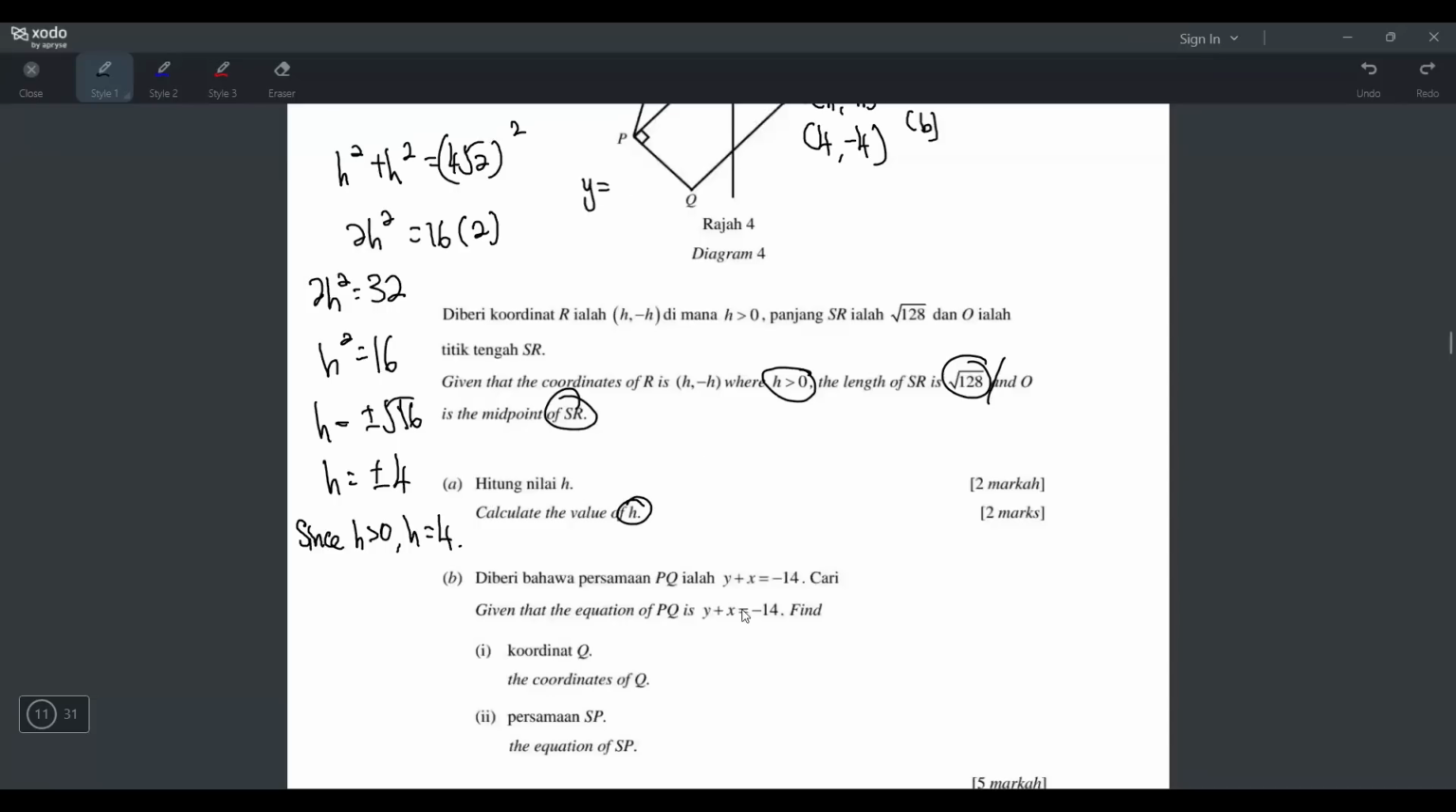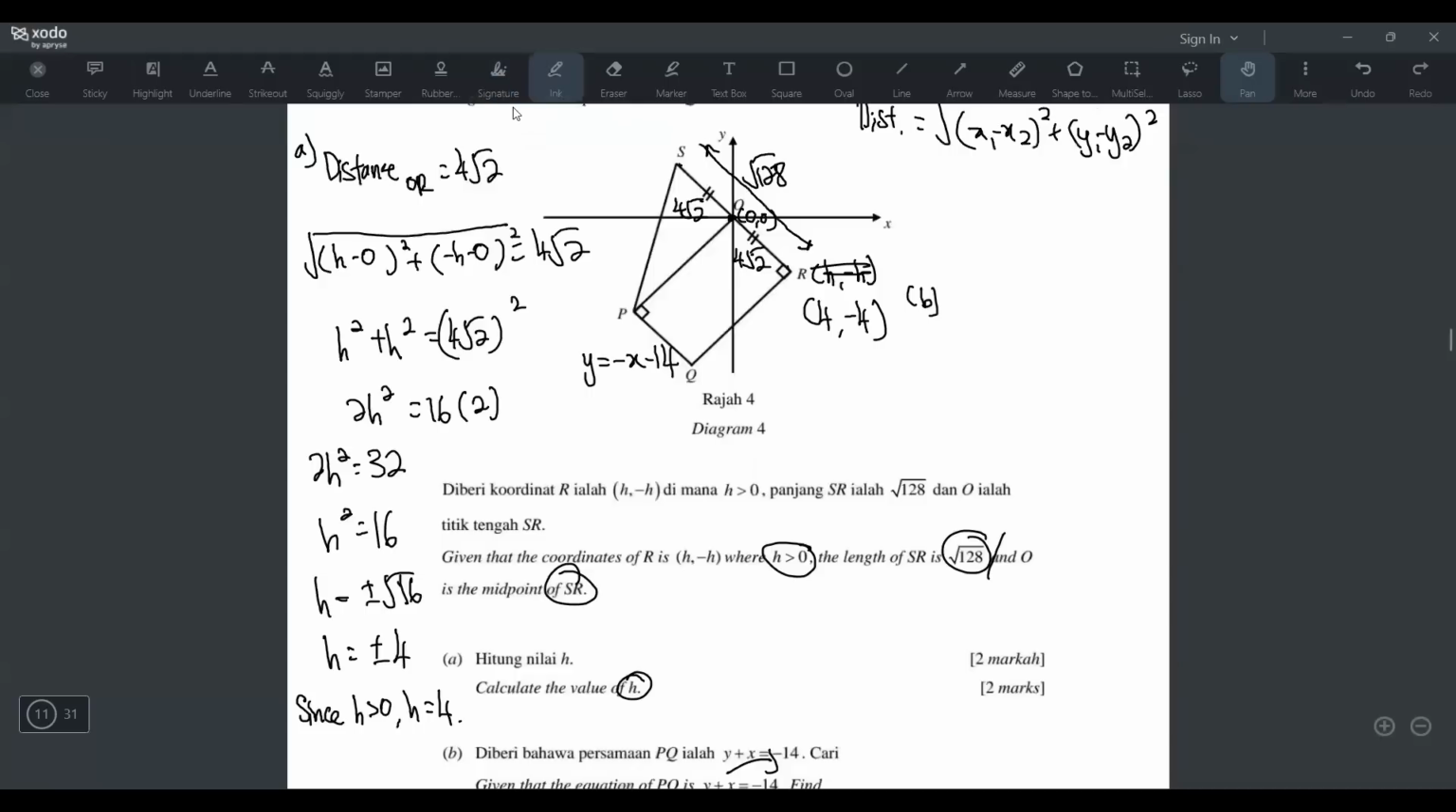So y equals minus x minus 14. I can see that the gradient of this line PQ is -1 and the y-intercept is -14. Is it useful later? I don't know, let's see what they want. Find the coordinates of Q. So let's scroll up. B1, they want to find point Q. This is point Q. We don't know the x coordinate and we don't know the y coordinate.